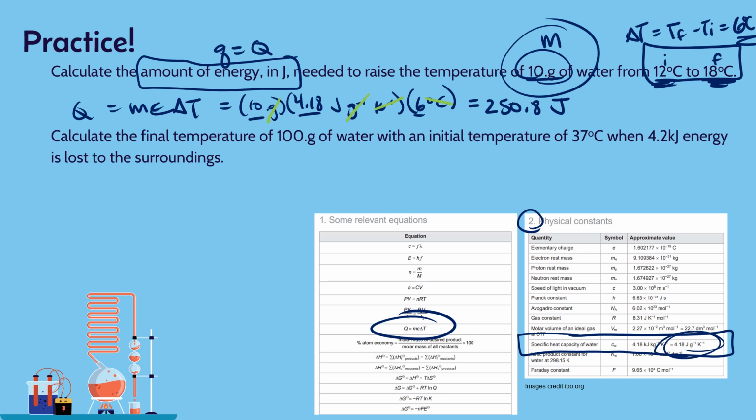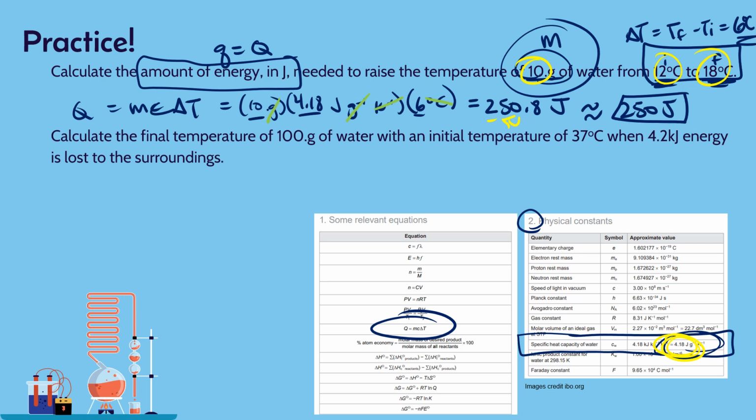Let's do a quick sig fig check. I've got 2 sig figs and 2 and 2 and 3 sig figs. So I'm going to keep 2, 1, 2. My 0 isn't going to do anything to the 5. And so our final answer is going to be 250 joules of energy needed to raise the temperature of 10 grams of water from 12 degrees Celsius to 18 degrees Celsius.